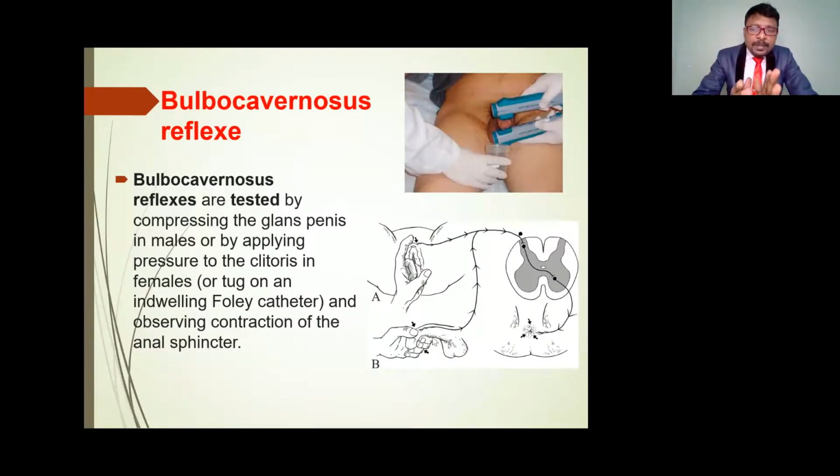So in females, we have to give the stimulus over the clitoris, and in males, I have to give the compression over the glans penis. The response will be contraction of the bulbocavernous muscle and contraction of the anal sphincter. So this is the normal response. In case of spinal shock, these reflexes are going to be absent.